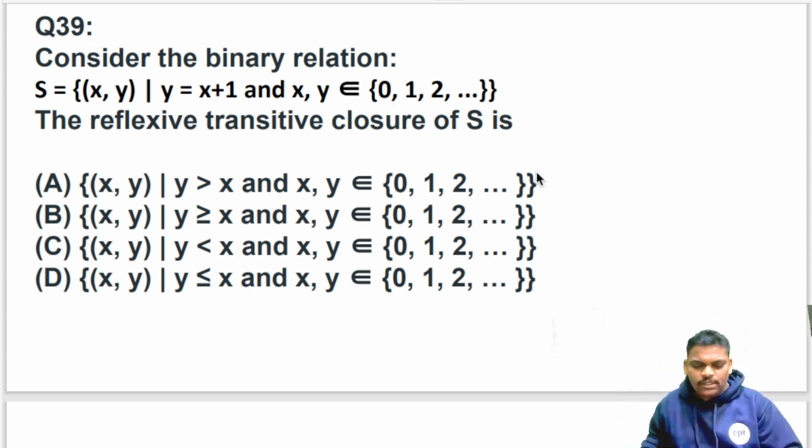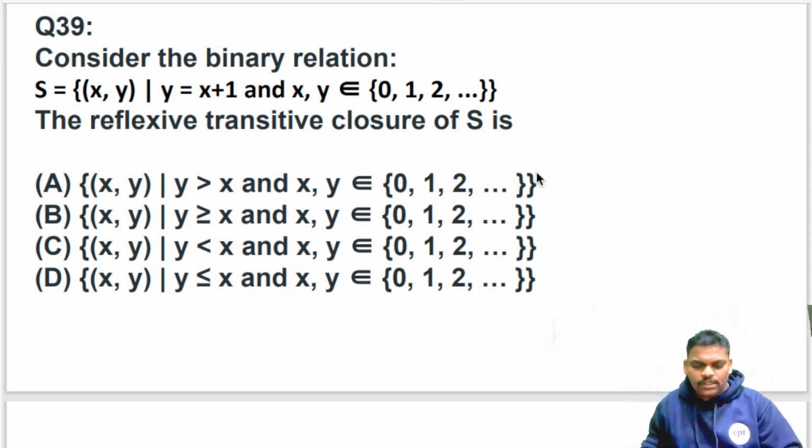R1 is a relation from A to B. Can you say what is the relation? A is {1, 3, 5, 7}, B is {2, 4, 6, 8}. And one more: in R1, how are the elements related? If and only if x plus y is divisible by 3.